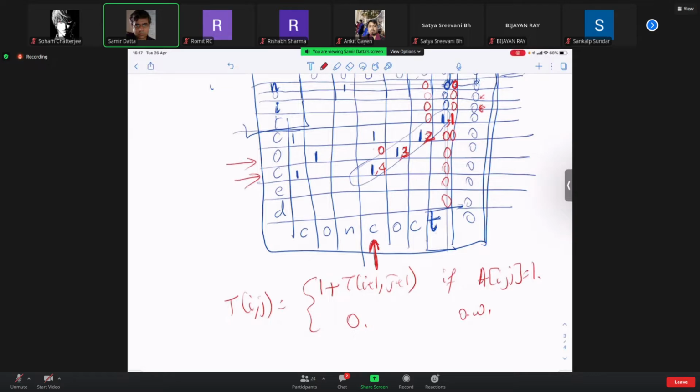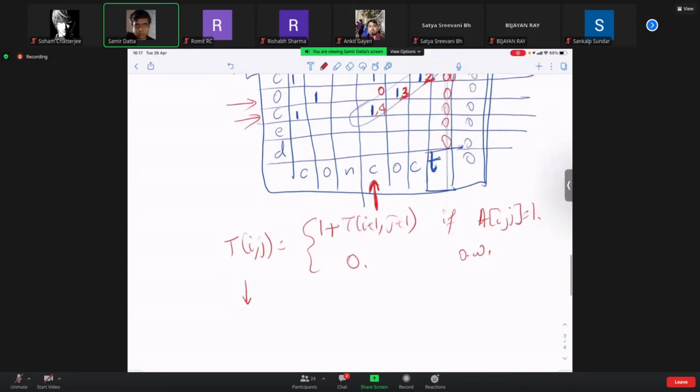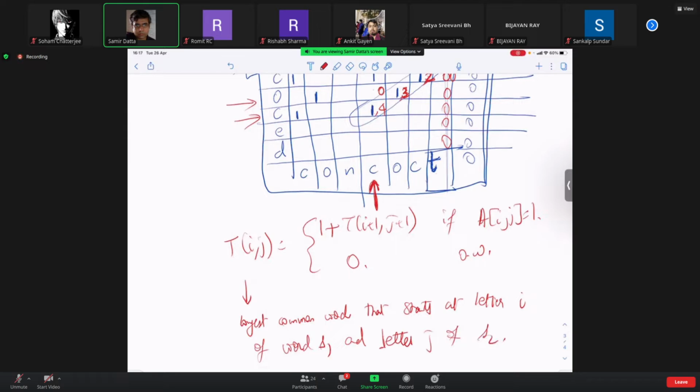So this Tij gives the longest path. So what is the interpretation of Tij? Tij is the longest common word that starts at letter I of word S1 and letter J of S2, correct? And this is the simple recursion, and again you can fill it up by dynamic programming, correct? By memoization.